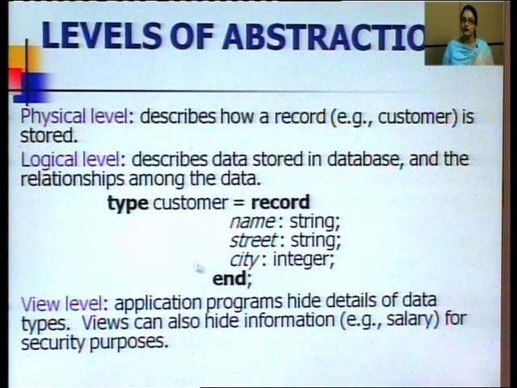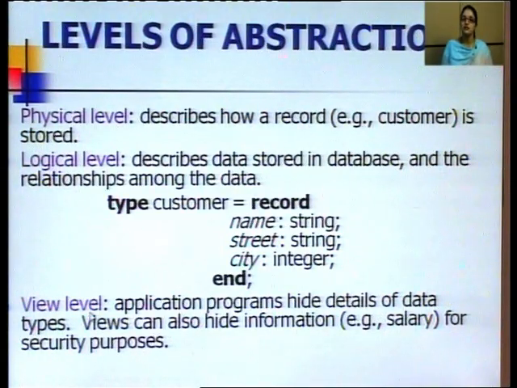This describes how logically the data is stored in the database and what is the relationship among data. For example, this is the name of the customer, street defines the address of the customer, city defines the name of the city of the customer. Last level is the view level, in which the application programs hide the details of data types. Views can also hide information for security purpose.